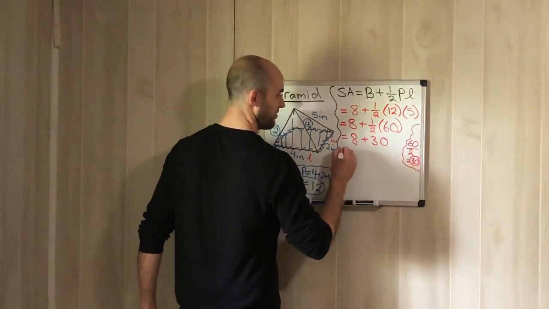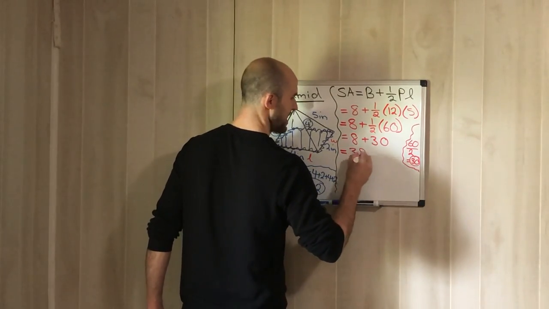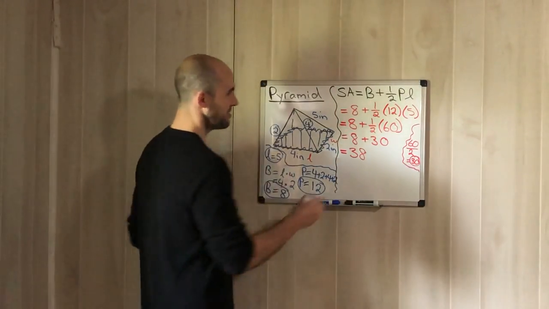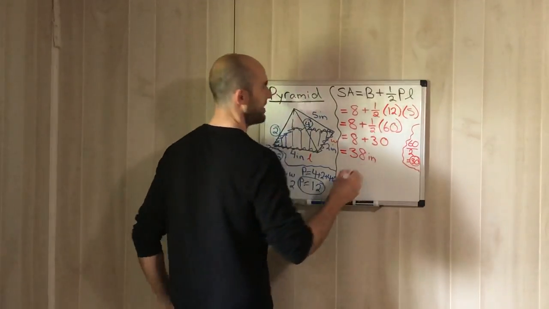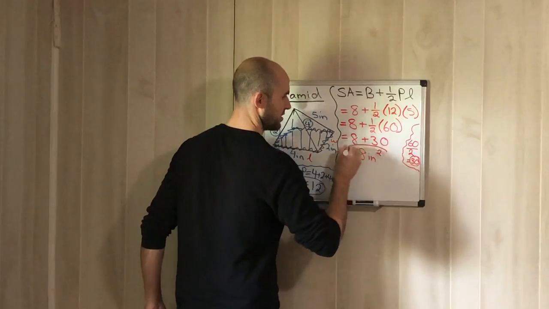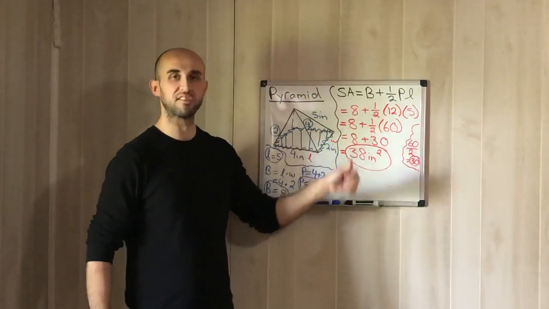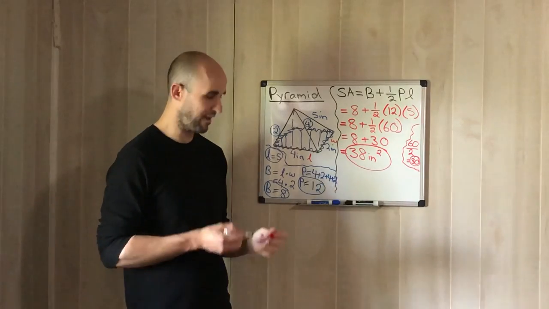And the last thing we have to do is just add them up. 8 plus 30 gives us 38. We have inches. And surface area means that it's going to be squared. So it's 38 inches squared. And again, 38 inches squared, since it's a surface area, is how much is on the outside of that figure.